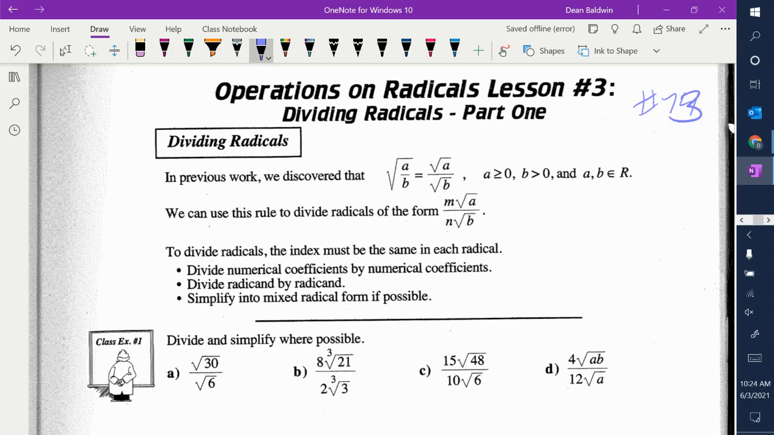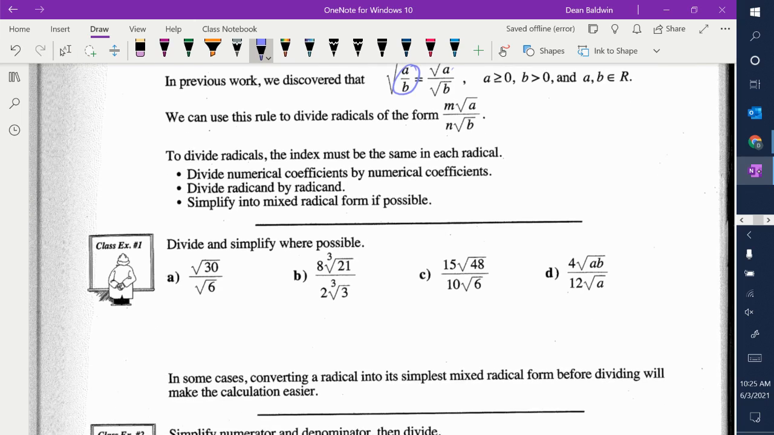There you go. So, dividing radicals. We've looked at dividing before in that if you have a single term under the radical sign, you can break it up into two separate terms. Or if you have two separate terms, you can make it a single term. So, for example, root 30 over root 6, we can write it as root 30 over 6. What's 30 divided by 6? 5. So it's just square root of 5.